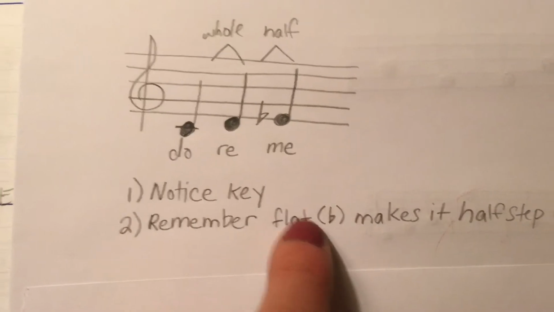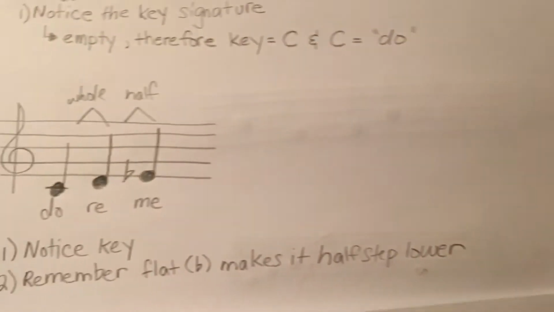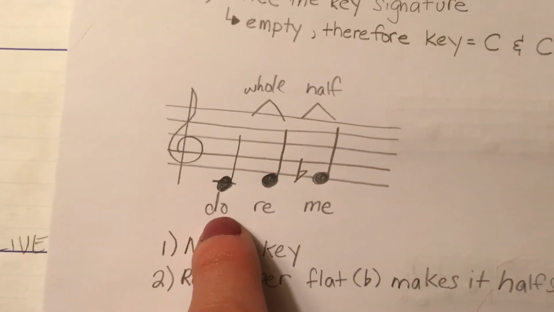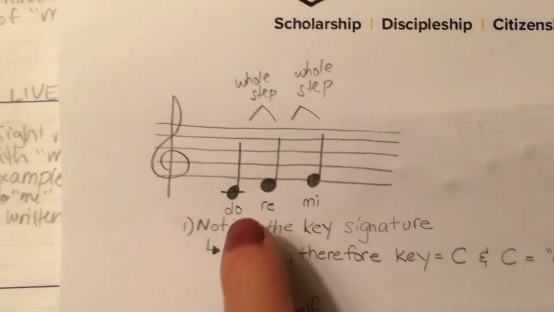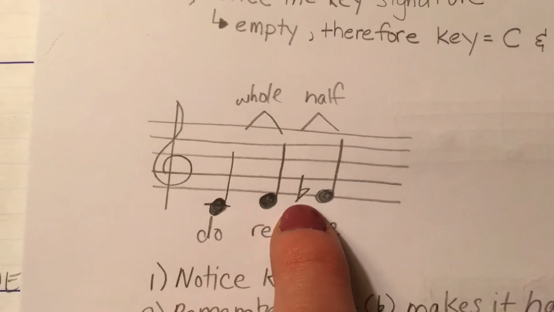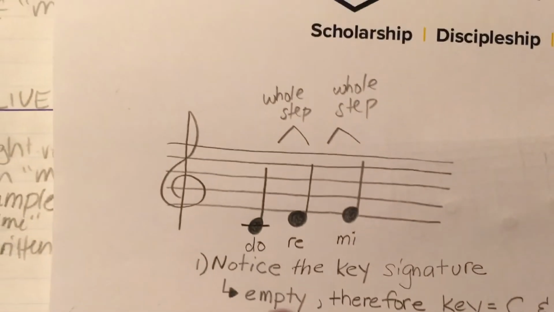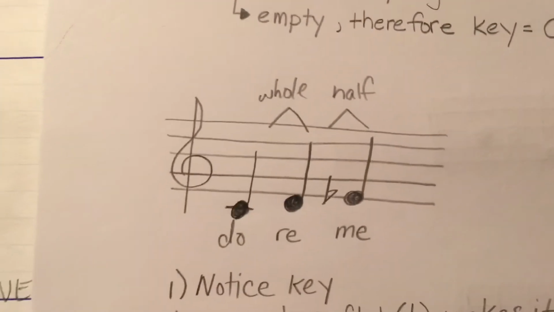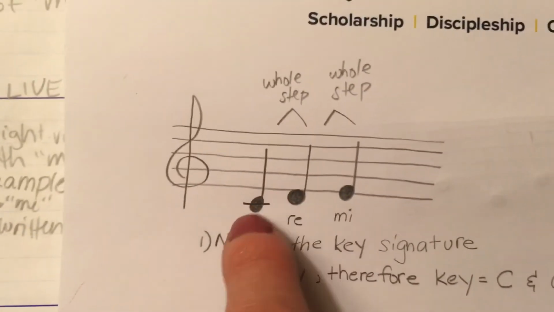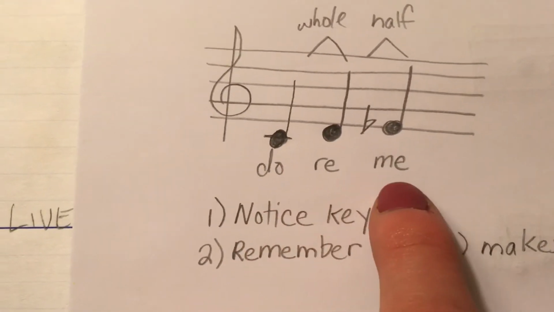And then remember we talked about that flat, the flat sign. That makes your note go down a half step. So if we're taking a look at this, do to re then, still a whole step because it's still the same thing as here. But our flat sign here makes this a half step lower. So instead of being a whole step, like here, this is now a half step. So instead of being do, re, mi, this is do, re, me.